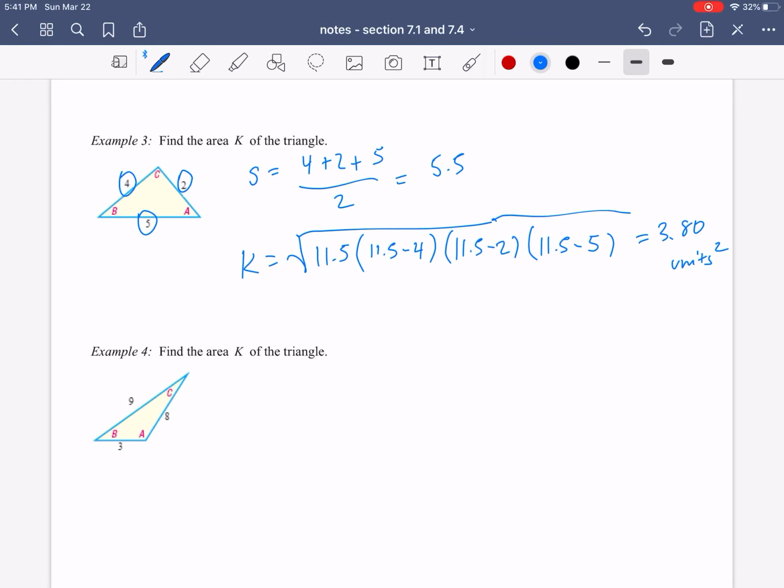Okay, example 4, very similar. I'm going to give you a chance to try that one by yourself. What you should end up getting for your answer is K is equal to 11.83 units squared. Okay, so if you have any questions on how to use Heron's formula, please feel free to let me know.